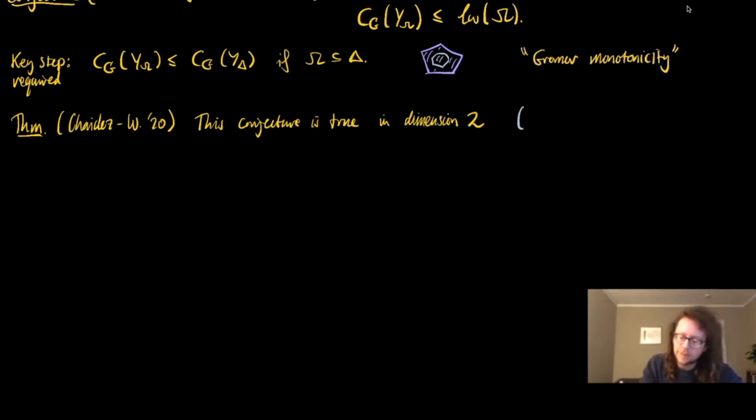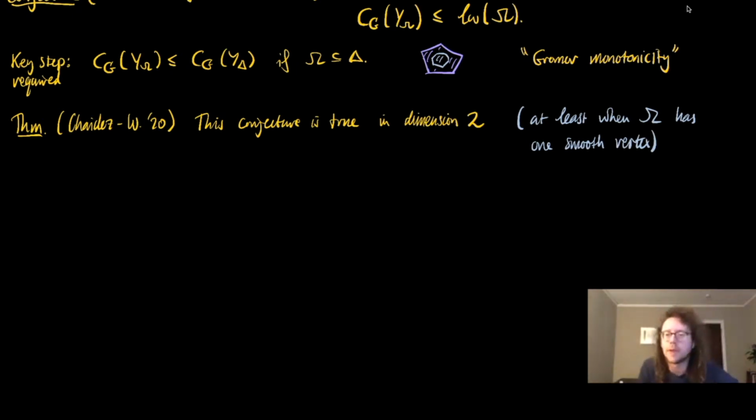And there's a very slight caveat, at least when omega has one smooth vertex. In other words, when the toric surface has at least one smooth torus fixed point. And it's possible we can use our methods to get around this assumption, but we haven't got that so far. And so this is just dimension 2.